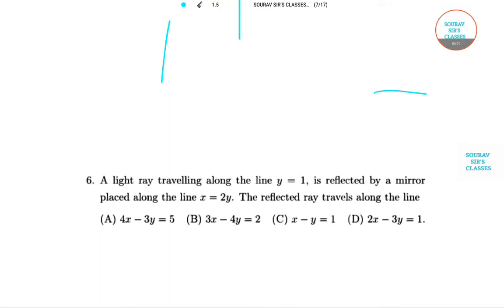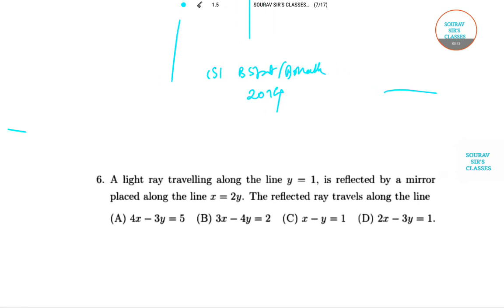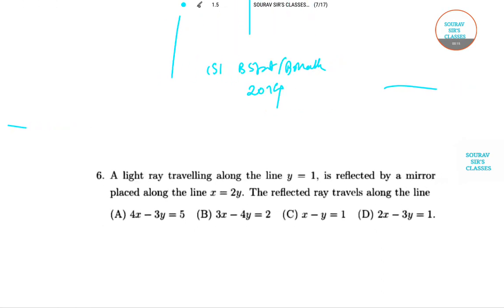Hello students, this video is a continuation of our ISI solution of the BStat BMath 2014 paper. This one is the MCQ. I will be doing the next question from here.